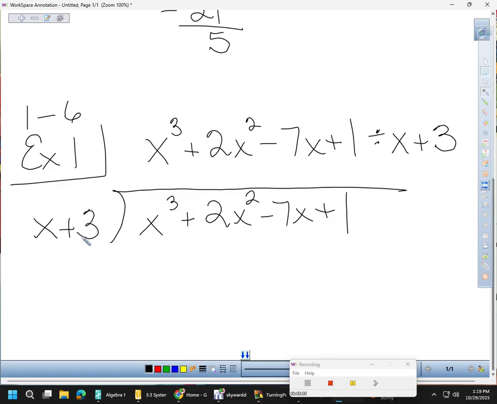Now, what I said to you last year is, what times x is going to give me x to the third? X squared. So I put that above my x squared. X squared times x is x to the third. X squared times 3 is 3x squared. Then I said, draw your line, and now we're subtracting, so we're going to change our sign.